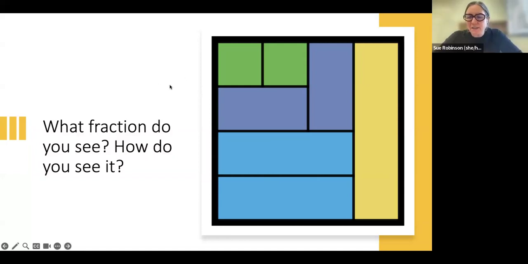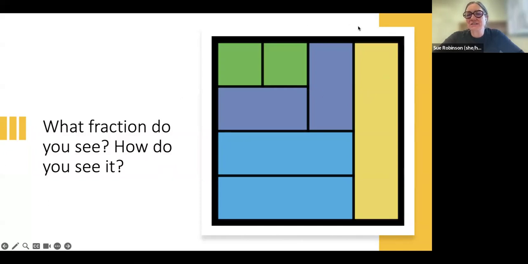Anyone else want to share thinking there about a fraction before we move on? This is always a little awkward over Zoom. Yeah. If I was doing this in a class, I would be writing things on the whiteboard, trying to annotate what students are thinking here. I like this.